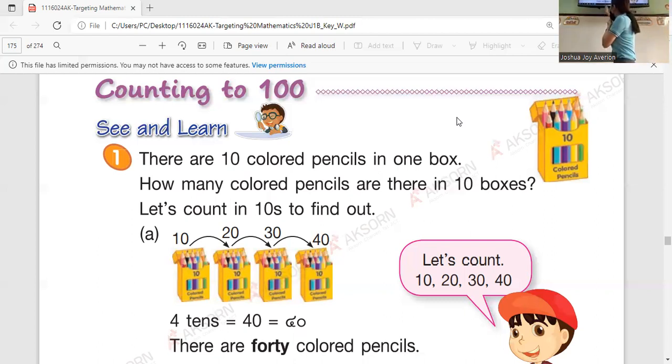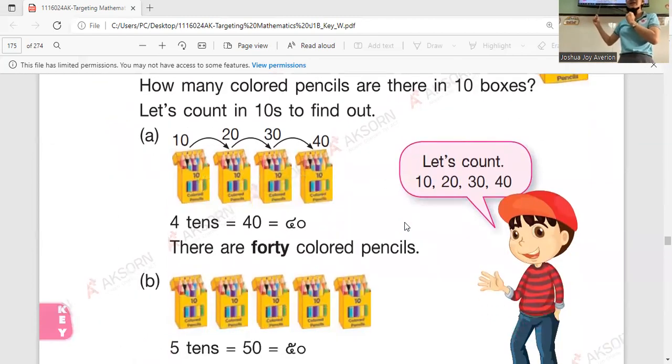Now how many colored pencils do we have, everybody? Let's skip count by 10. 10, 20, 30, 40. Now we have 40 colored pencils. So 4 tens is equal to how many? 40. Very good. Can you spell 40? F-O-R-T-Y. Now we have 40 colored pencils.